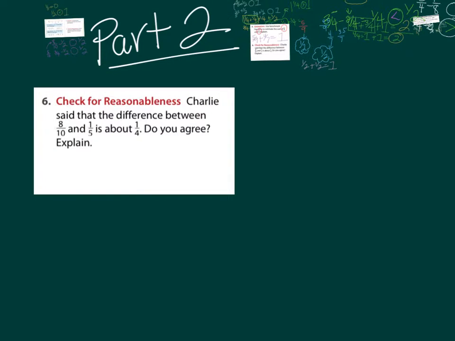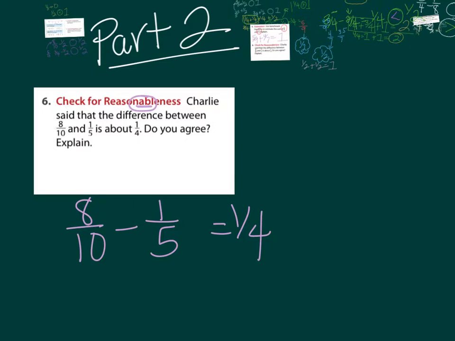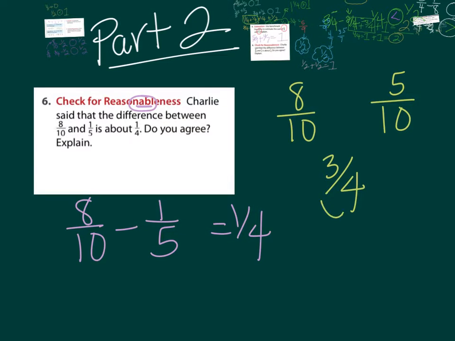Okay, let's try this one. It says that Charlie said the difference, now remember, difference means we're going to be subtracting, between 8/10 and 1/5 is about 1/4. Okay, so let's take our 8/10. First thing, let's think it's not going to be close to 0 because 8/10 is not a unit fraction. So let's figure out our half. Half of 10 is 5, so 8 is greater than the half, so 8/10 we'll think of as 3/4 because that's greater than a half.